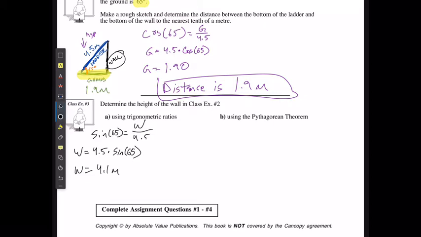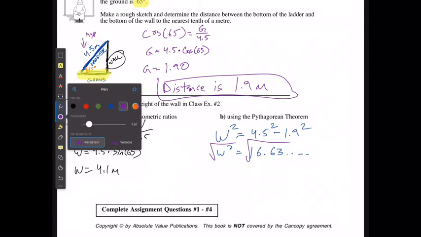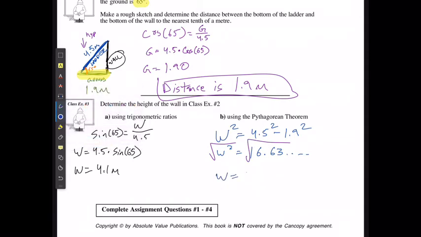If I did the same thing using Pythag, then I would use the 2 that I already know or have solved for. I'm not solving for the hypotenuse, so the length of the wall squared is going to equal the hypotenuse, or the length of the ladder, squared minus the length along the ground squared. This is going to give me 16.63, and then I'm going to take the square root of both sides, and the wall is still going to be 4.1 meters when rounded to the nearest tenth.